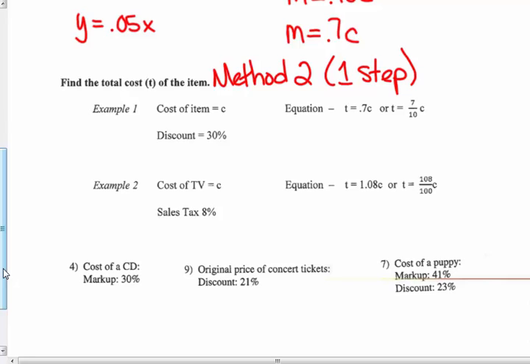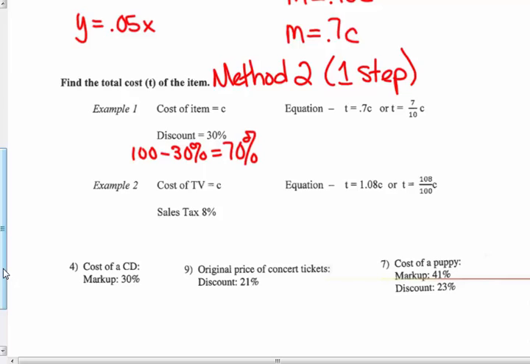So if the cost of an item is C, and again, we're writing an equation, not an expression. How do I figure this out? The cost of some item is called C. The discount is 30% off. So I know 100 minus that 30% would equal 70%. So I'm going to use method 2. I'm going to subtract.